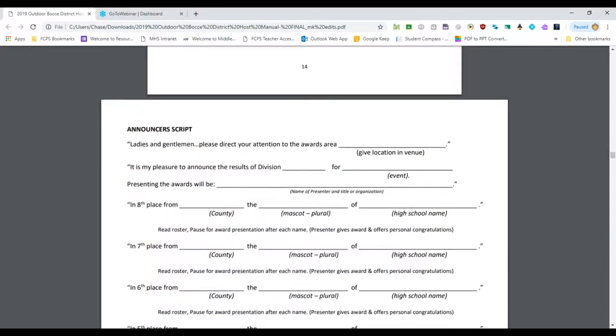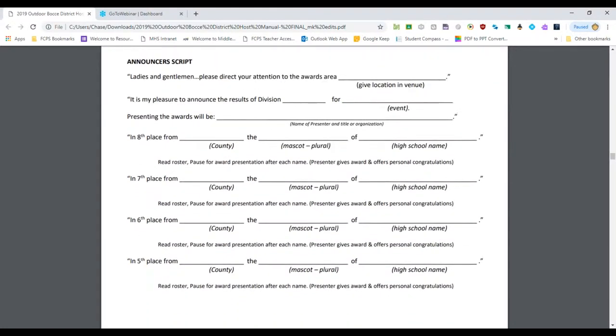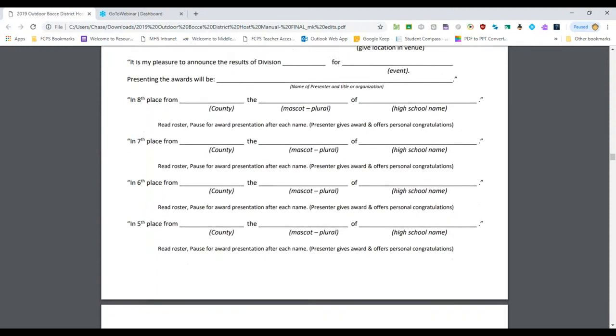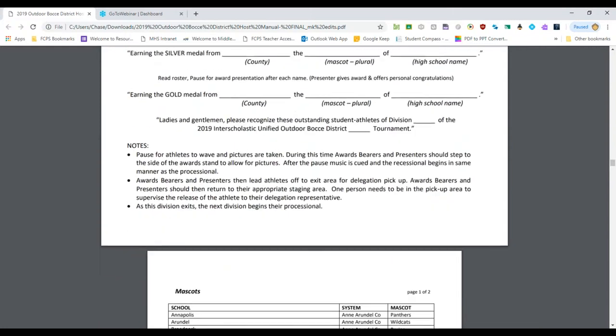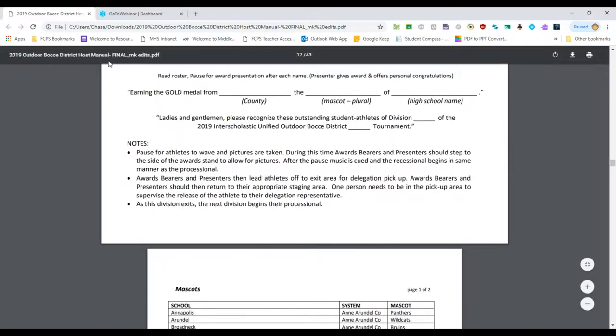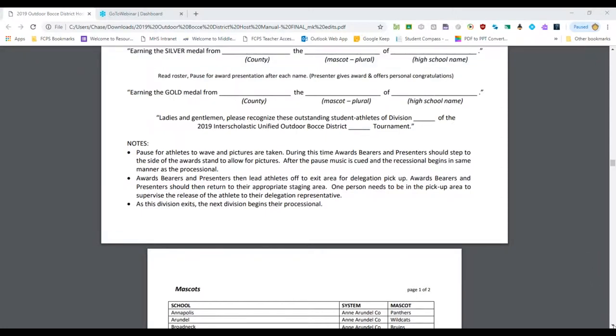Right here, you have your announcer script. So be sure, as you are getting your results, you can fill that in to give to your presenters. As you know, after you present awards to the athletes, give them a little time to get some pictures taken, wave, and celebrate their accomplishment. Once time is given, athletes should be led off and exit the area after they receive their awards and enjoy their time in the spotlight.